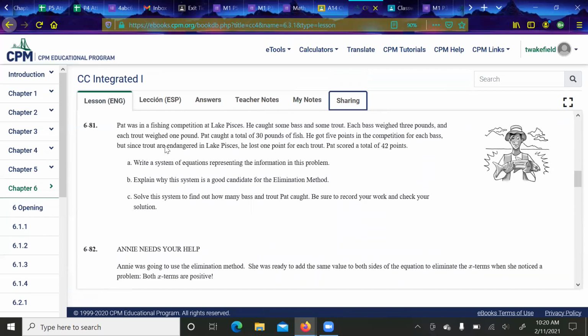81. Okay, let's see how we can use our systems and solve them with a word problem. So they're not going to give us the equations, but we need to find the equations ourselves. Okay, so Pat was in a fishing competition at Lake Pisces.